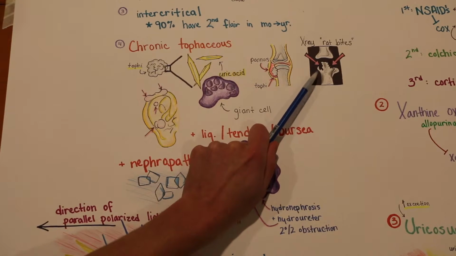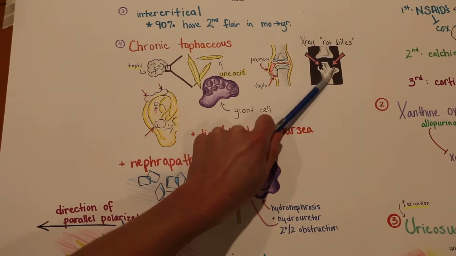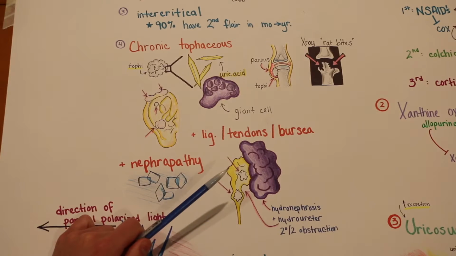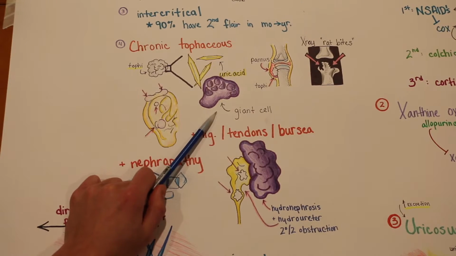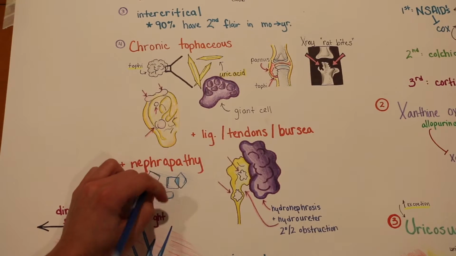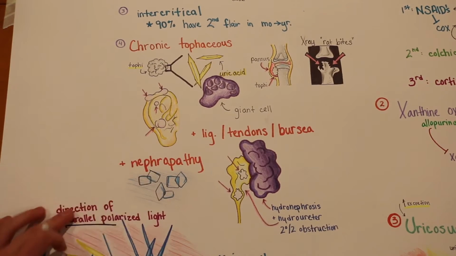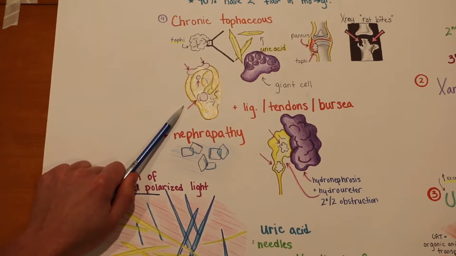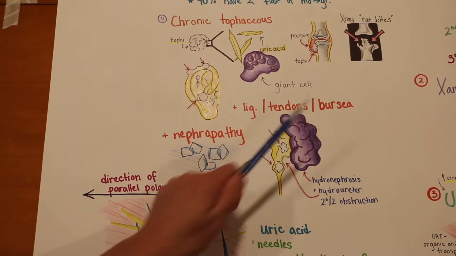Your radiographs are going to show periarticular bone loss or erosions known as rat bite lesions due to this bony reabsorption and joint space loss. Tophaceous gout will lead to joint destruction and eventually crippling pain and loss of function. Tophi can also form outside of joints, commonly on the helix of the ear. Additionally, you can find tophi on ligaments, tendons, and bursa.